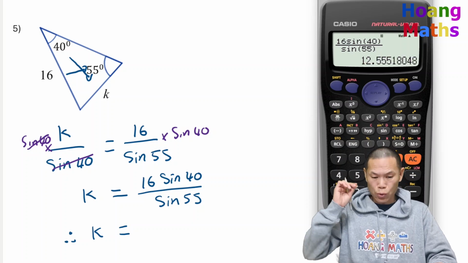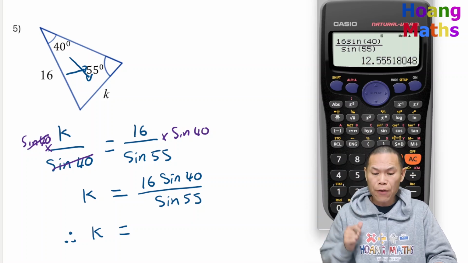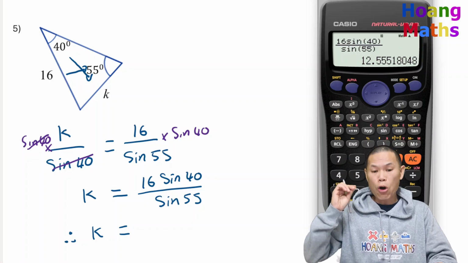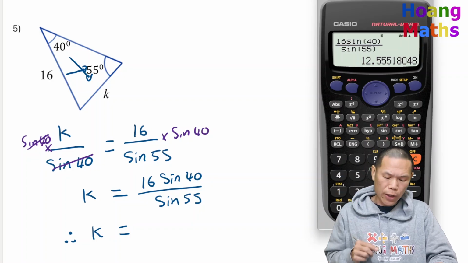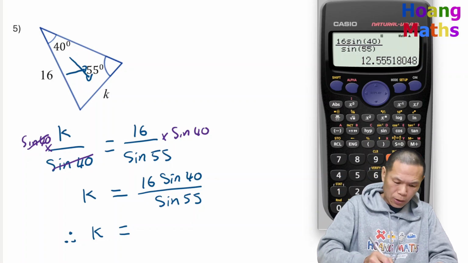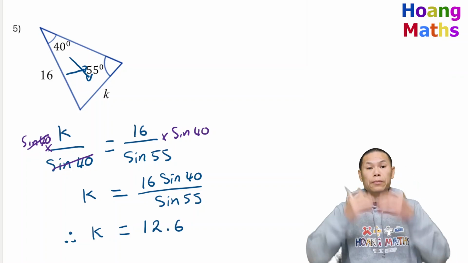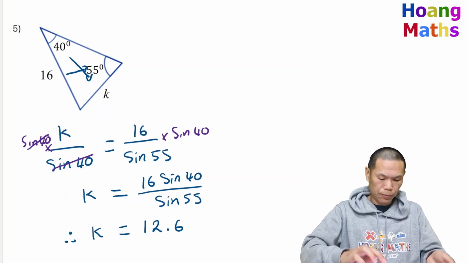So there you go, 12.555. So that means 12.6. Okay, correct to one decimal place. So 12.6. There you go.